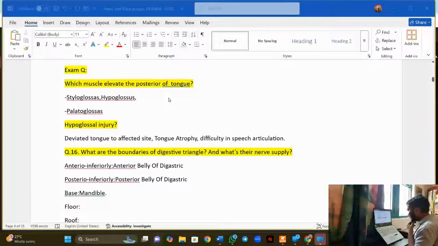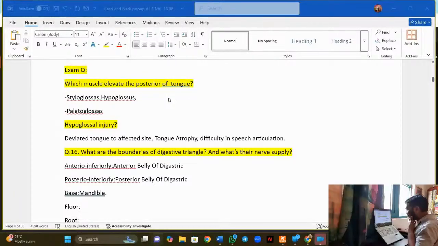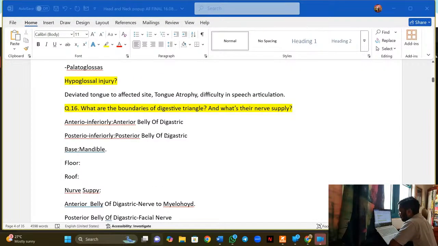Which muscle elevates the posterior of the tongue? Palatoglossus. Then styloglossus and hyoglossus. Hypoglossal nerve injury, what happens? Tongue will be deviated to the affected side. Side to side movement will be affected. There will be tongue atrophy and difficulty in speech articulation.